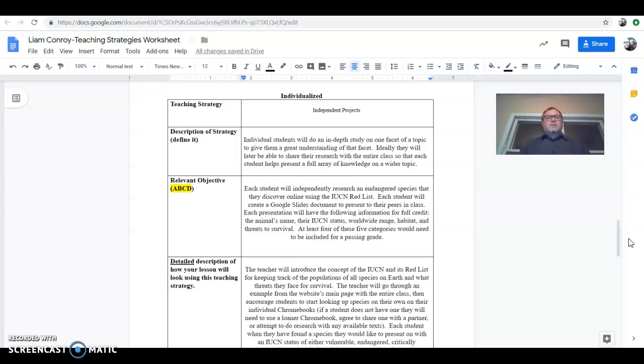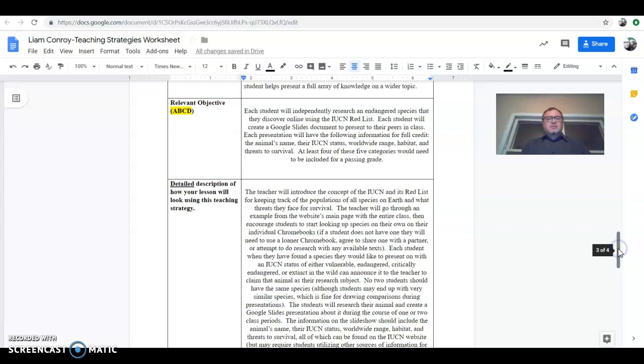So they look over, they each pick out a specific animal and claim it so that no two students have the same animal, even though they may have similar ones, which is fine. It kind of leads to some conversations about comparisons between some of the species and what may be similar or different for why they're endangered or facing certain issues.